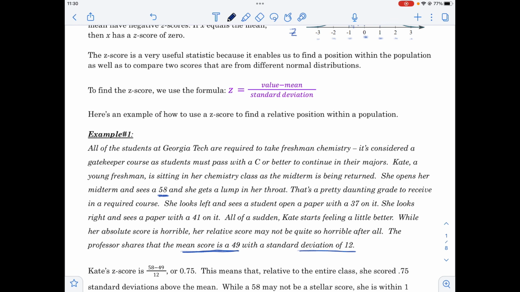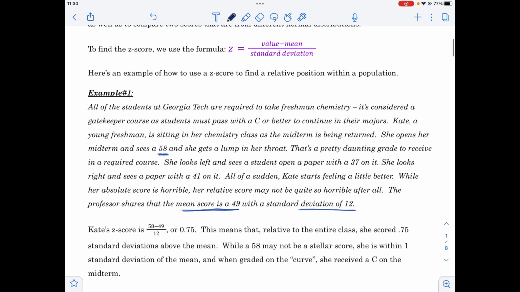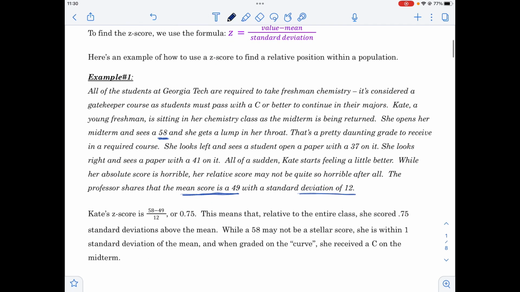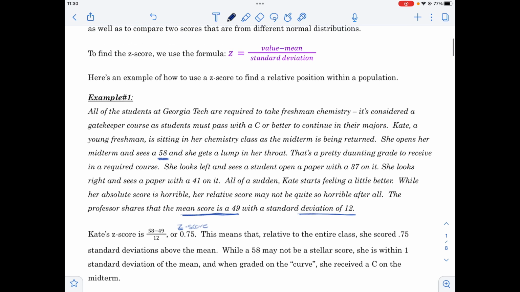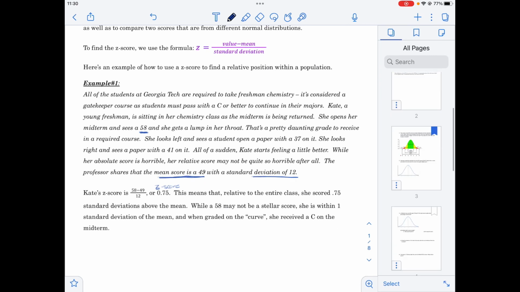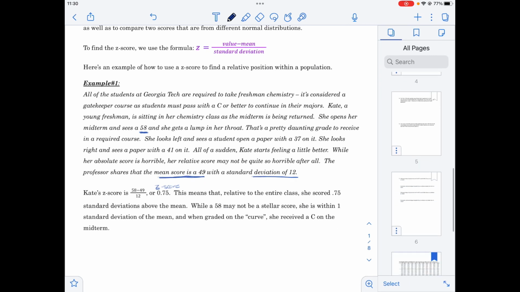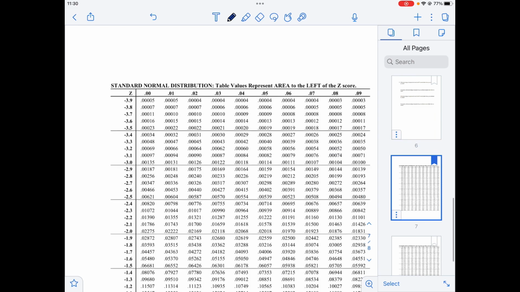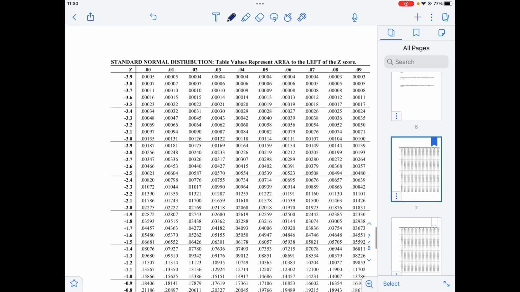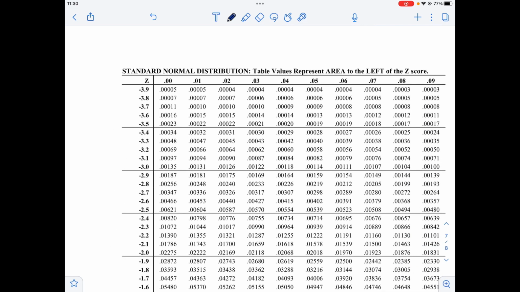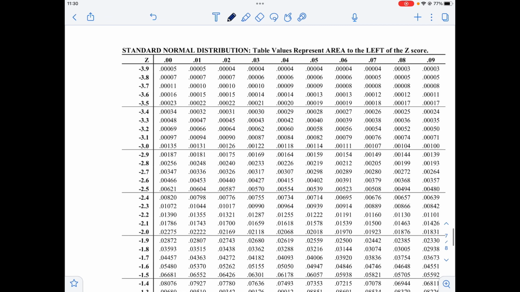So she takes her score of 58 minus the mean of 49 and divides by 12, and she gets a Z-score of 0.75. Then we use a Z table, and we're going to look at that and see what we're talking about. So we're looking for 0.75. You've gotten a copy of this. This shows you everything that is to the left of the Z-score.